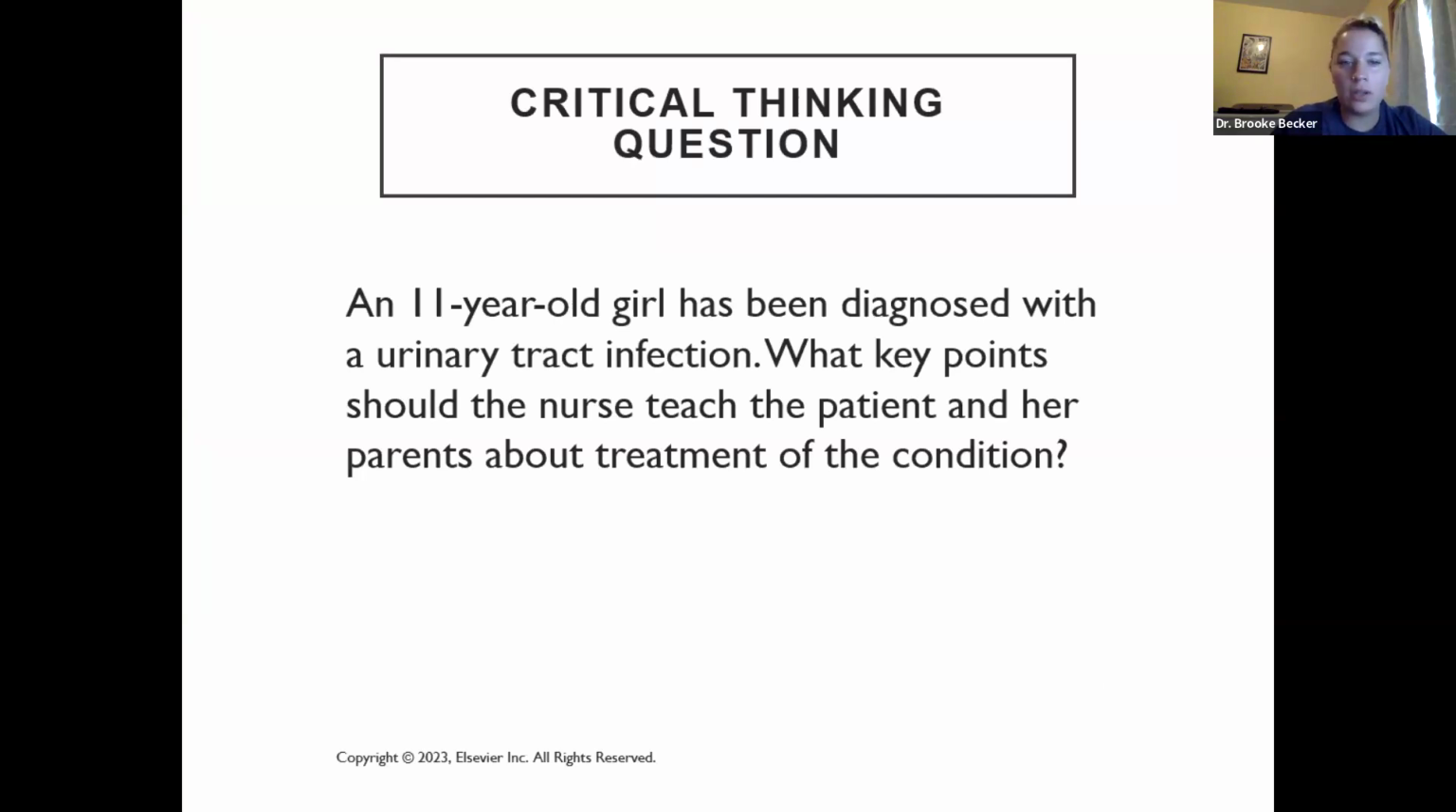Okay. Here's a critical thinking question. An 11-year-old has been diagnosed with a UTI. What are key points that the nurse should teach the patient and her parents? She needs to wipe front to back. Yep. No bubble baths. Yep. Wear loose clothes. Yep. Good. Increase water intake. Yep. Make sure she's voiding all the way. Uh-huh. And how about taking her antibiotic or whatever she's on for the UTI too? Okay. Good.